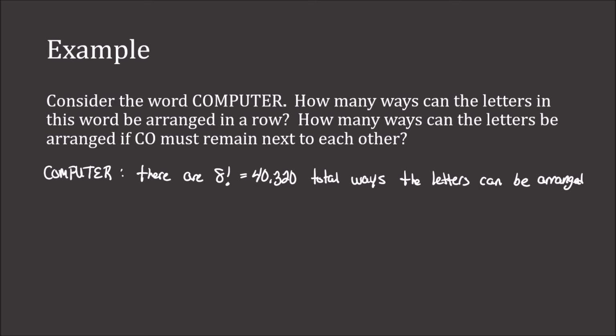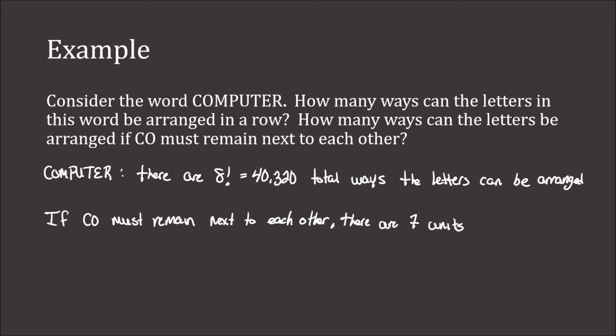Now, if the letters CO must remain next to each other, then there would only be 7 letters, right? There's 7 units. We think of CO as a single unit. So there'd be 1, 2, 3, 4, 5, 6, 7. So there are 7 factorial, which is 5,040 total ways the letters can now be arranged.